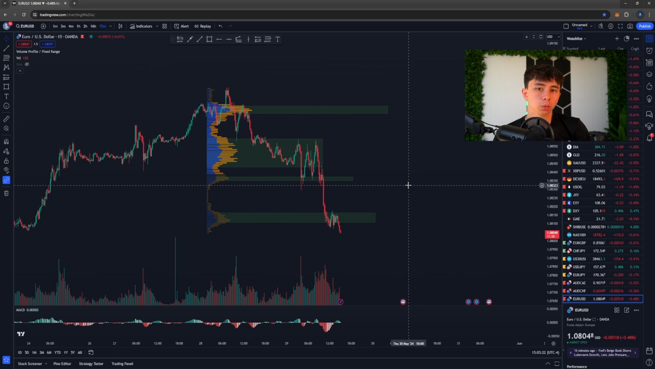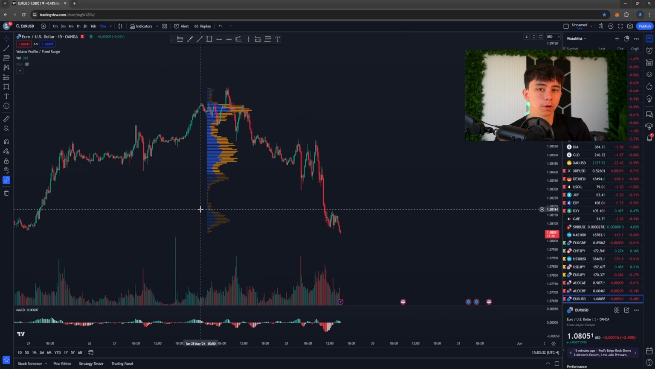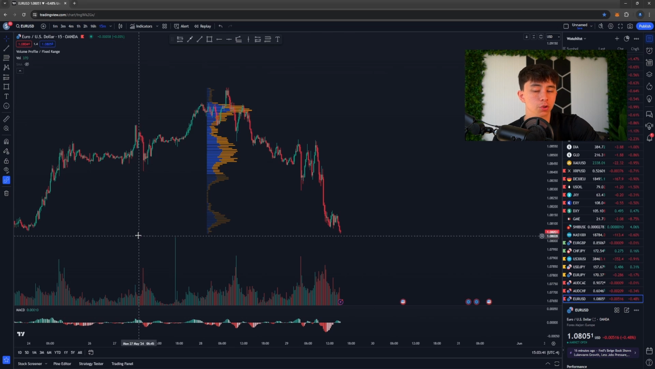Okay, this is cool and all. Now we can see where the volume is. How is this going to help us? And that's what we're going to dive into. So one of the first things that I use the volume profile for is to understand where some of the major key levels are on a chart.